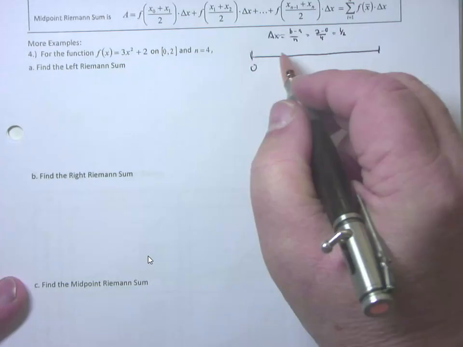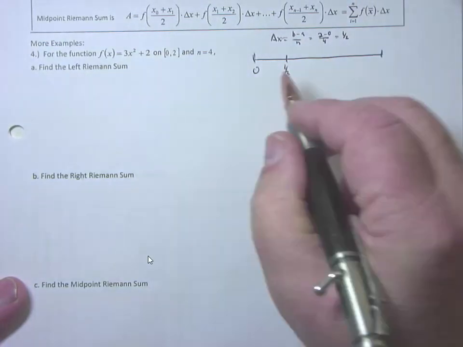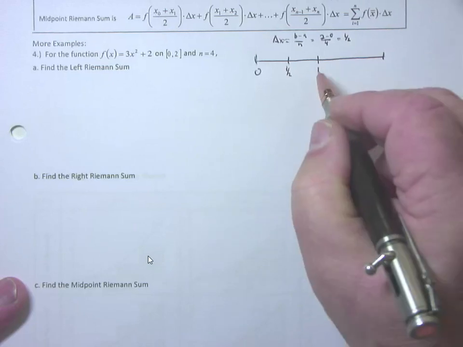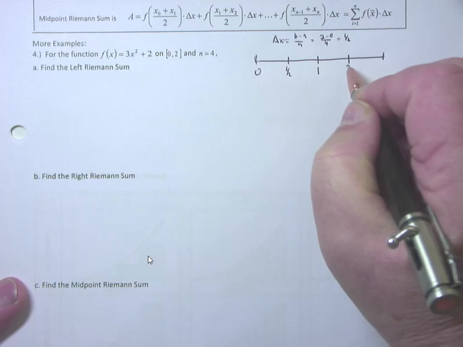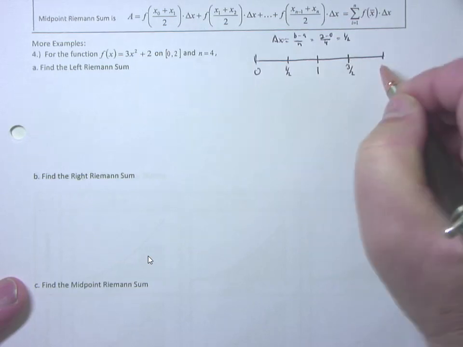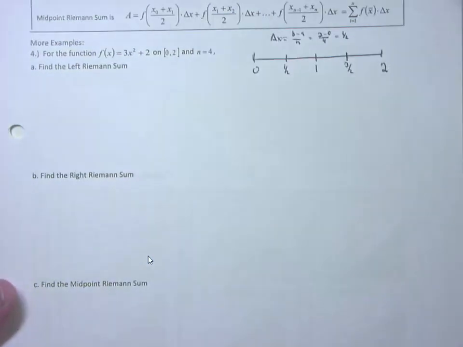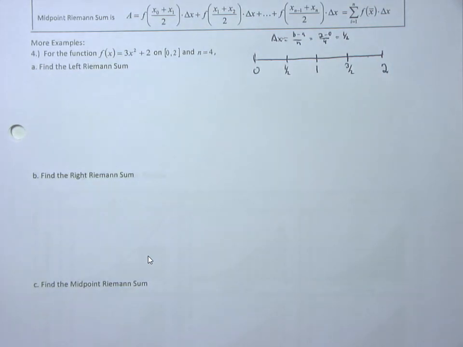Now we're going to move over a delta x. So I'm going to move over a half, and that'll give me a half. Move over another delta x, which is another half, plus a half is 1. There's my next partition point. And then I'm going to move over another half, which makes it 3 halves. And then I move over another half, which is 2, and 2 is my endpoint. And this will subdivide my partition into 4 equal parts: 1, 2, 3, 4. These are my partition points.